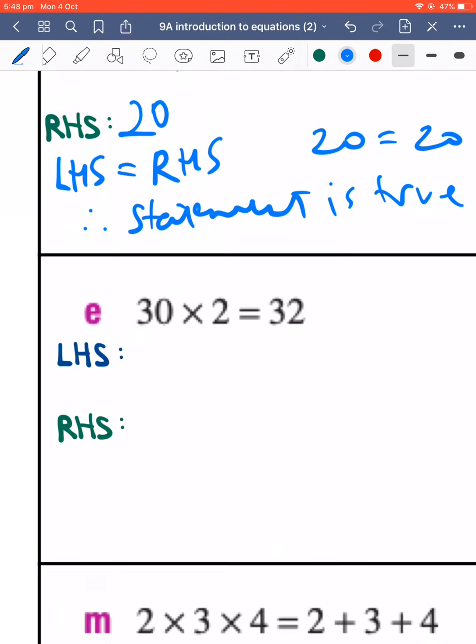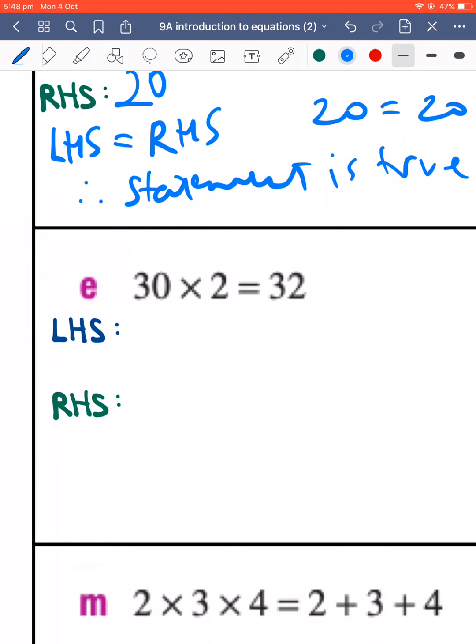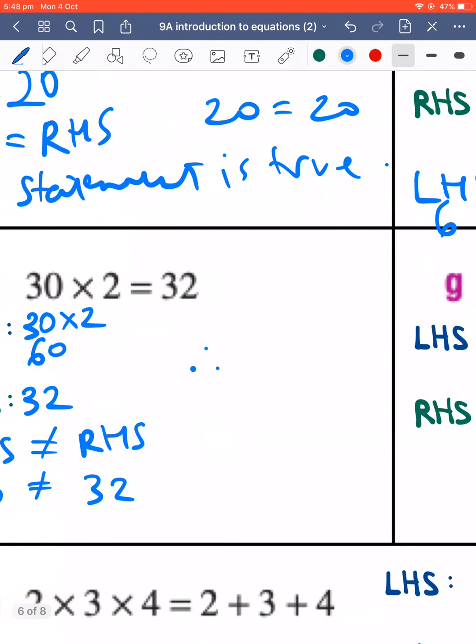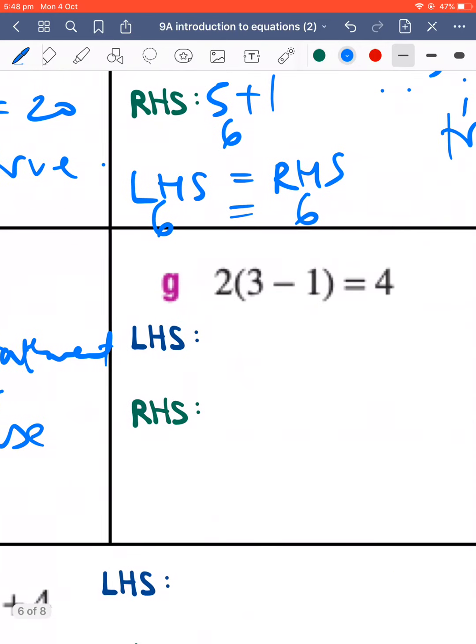Okay, going on to number 5, I have 30 multiplied by 2, which gives me my answer for my left-hand side of 60, and then I have my right-hand side of 32. Comparing my left-hand side with my right-hand side, I have 60 versus 32. Those two are not equal, therefore I can write my statement is false. So again, if they are not equal, my statement will be false.